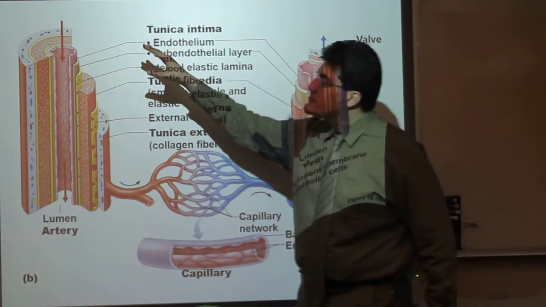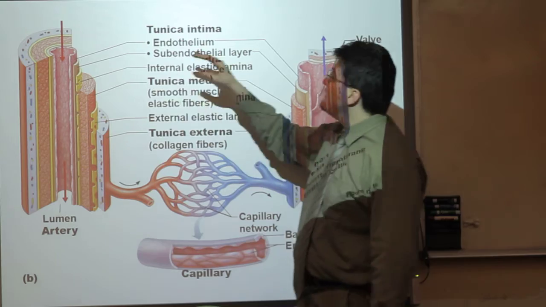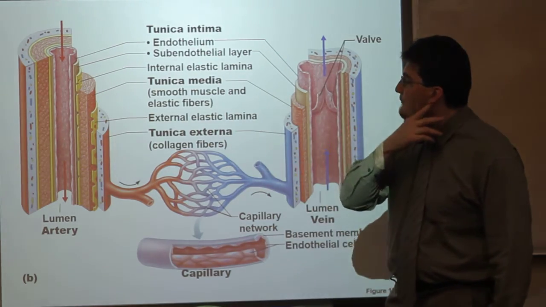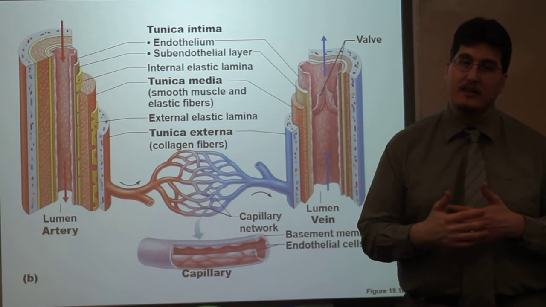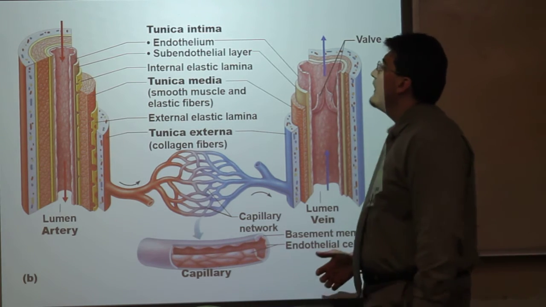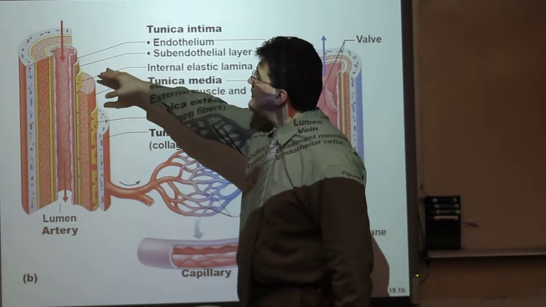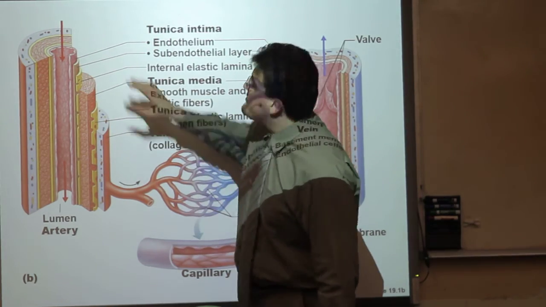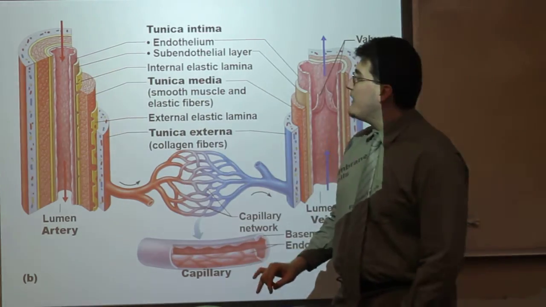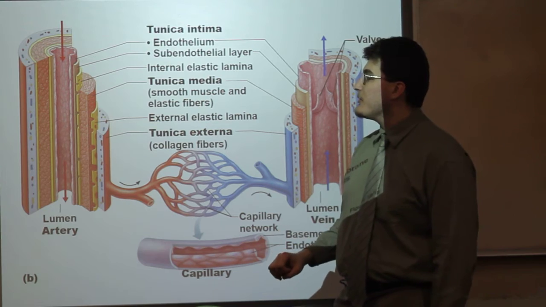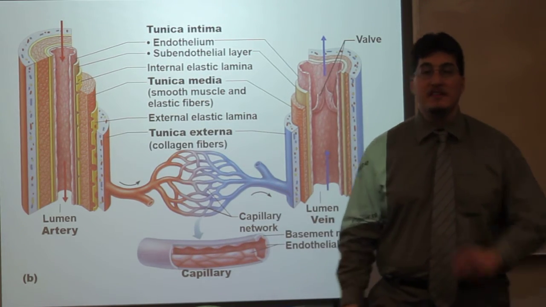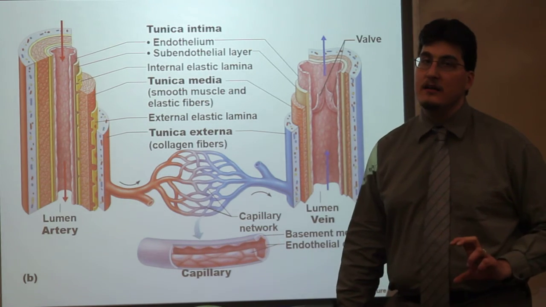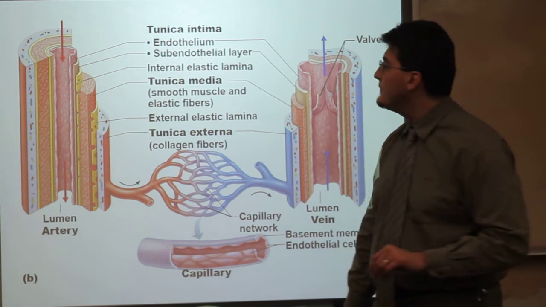Also, in large arteries, you'll have an internal elastic lamina. By large arteries, I'm referring to the elastic arteries, the conducting arteries. All right? You'll have an internal elastic lamina. Then you will have your tunica media, which is smooth muscle and elastic fibers. Then you're going to have your external elastic lamina. This is still only in conducting arteries, the elastic ones.